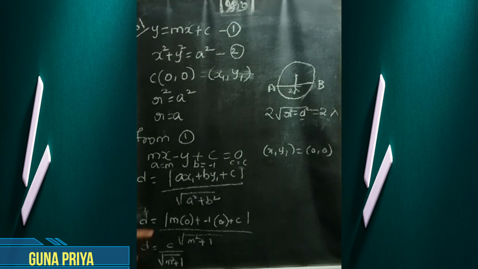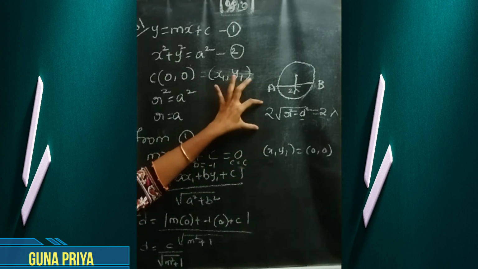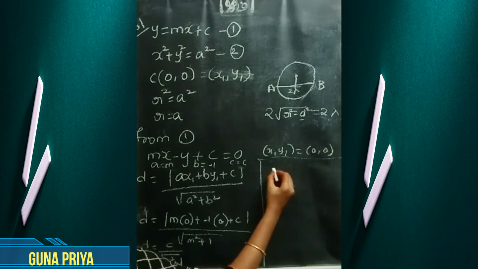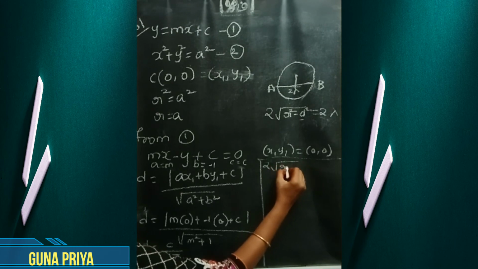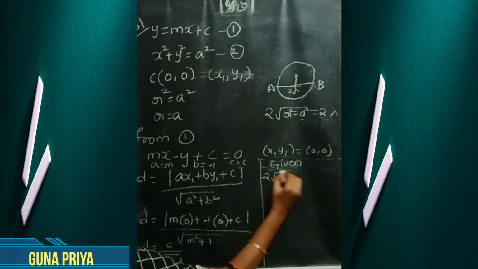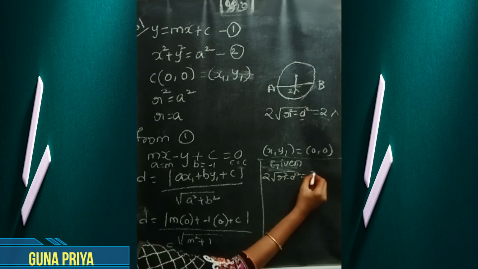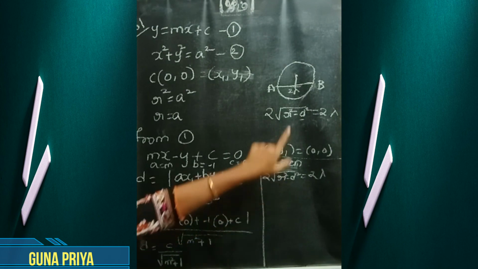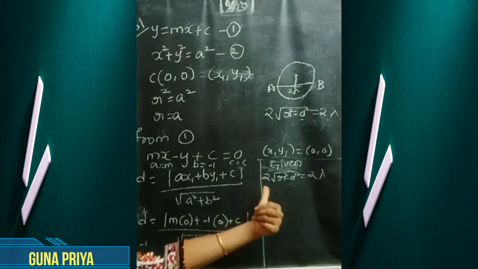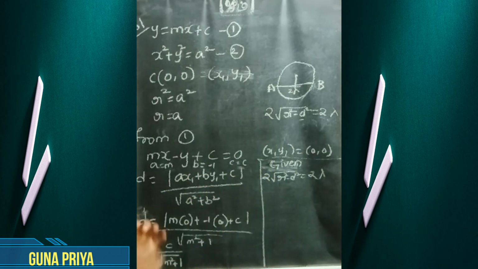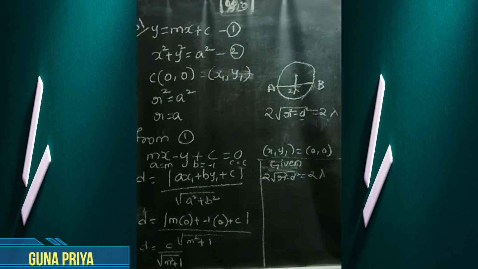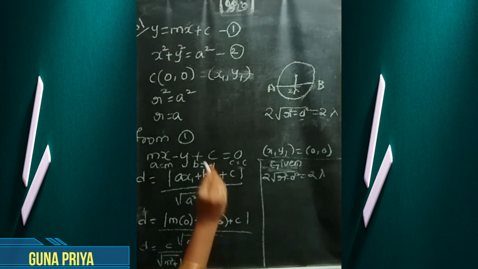We know d and r. Now substitute in the equation. I will write here 2 into root of, given chord equals 2 lambda. Why? Because they have given AB as 2 lambda. We know the formula. The chord formula of a circle is this. Don't get confused about why it came like this. 2 into root of r squared minus d squared is nothing but the chord formula. Okay.